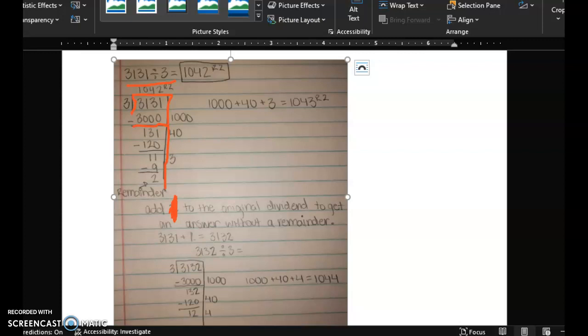So here I showed if we did add just the 1, 3,132 divided by 3, and again that we have that 3,000 here, subtracted gives us 132. And I didn't even finish my, geez. And then 3 goes into 132 40 times, which gives us that 120. So we take that away from 132, leaving us with 12. 3 goes into 12 4 times. Take 12 away from 12 equals 0. So that would give us our answer.